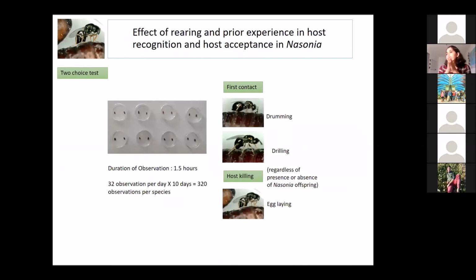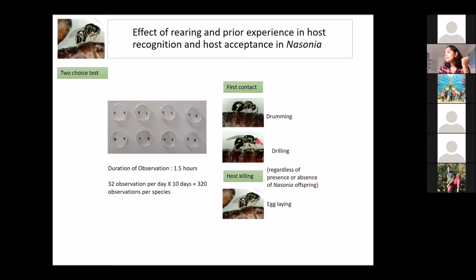So I did a two-choice test where I took a petri dish and put two different types of hosts, a Calliphora and a Lucilia. Then I dropped the wasp in the middle and scored the following behaviors for 1.5 hours. First I check which one she contacts first, and I write it as first contact, either Lucilia or Calliphora, and then which one she drums on and which one she drills on. So all these three behaviors I observe in this 1.5 hours.